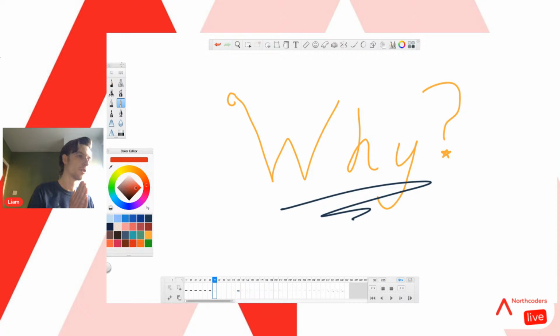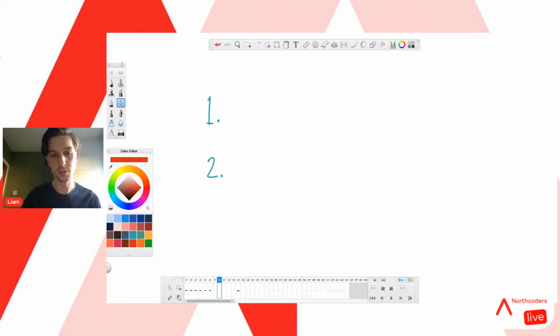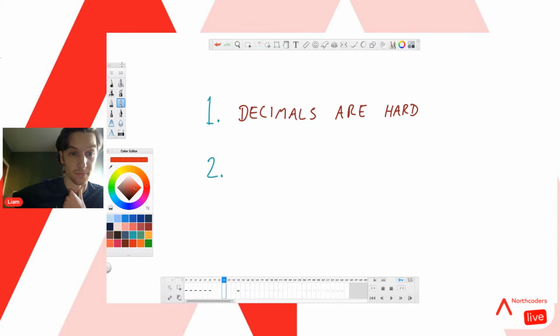The reasons are twofold, and I'm going to go through both of these points. The first one, broadly speaking, is that decimals are hard. I'm sure many people, harking back to GCSE maths, will sympathize with this. Decimals are hard, but more specifically, some decimals are particularly hard for computers.